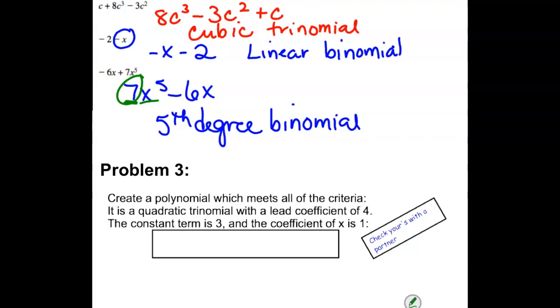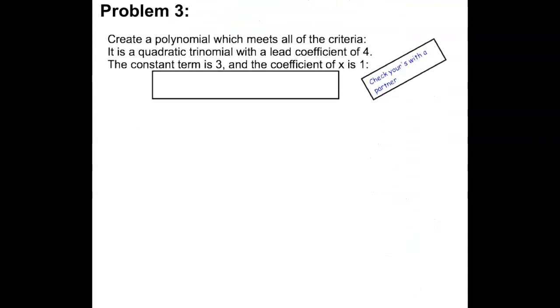All right? So in the one I want you to write, our lead coefficient has to be 4. It has to be a quadratic trinomial. The constant term has to be a 3. And the coefficient of your x term has to be a 1. Okay? I'm going to pause the recording as a group, as a table. All right? I want you to come up with a polynomial that works.